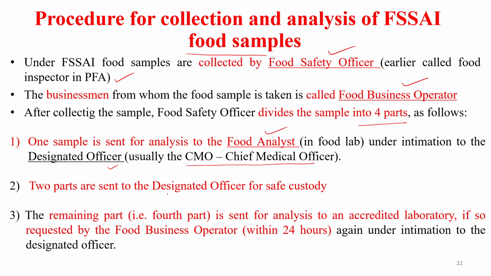Two parts are sent to the DO, the designated officer, for safe custody, and the remaining part is sent for analysis to an accredited lab if so requested by the food business operator, again for his satisfaction, the amount to be paid by him only, again under intimation to the DO. So again, repeating, the food safety officer collects the sample.